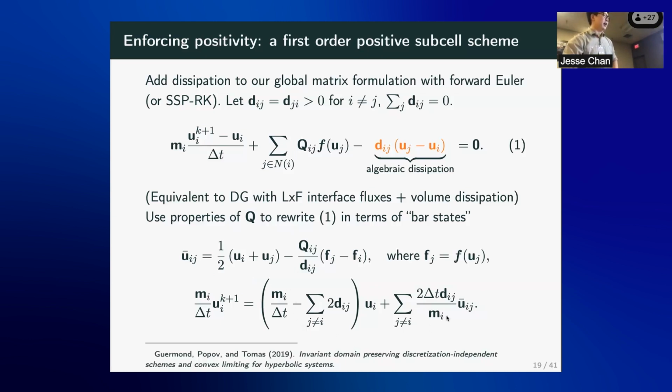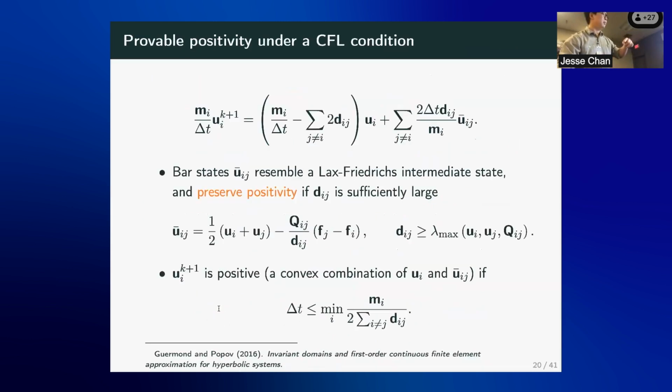These actually look a little bit like intermediate Lax-Friedrichs states in a finite volume scheme. So if this term is positive, and we know that this term is positive by assumptions on the time step and this dissipation coefficient, then this is exactly just a convex combination. And if we can show that these bar states are also positive and assume that the previous solution is positive, this means that the solution at the next time step remains positive as well.